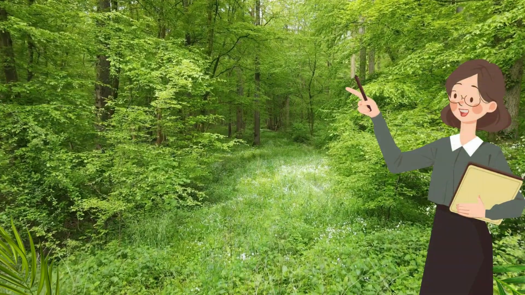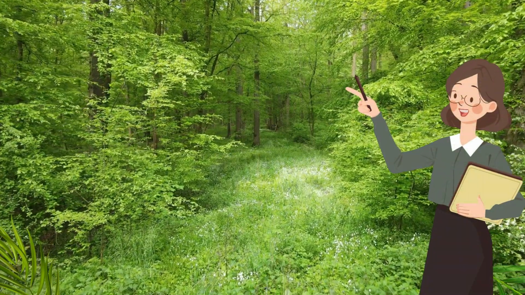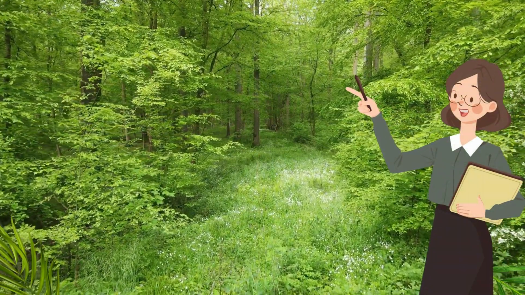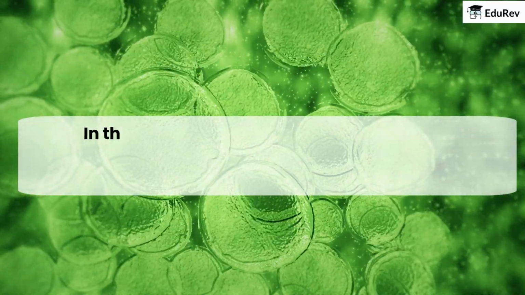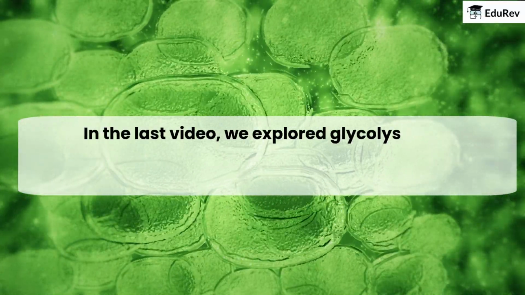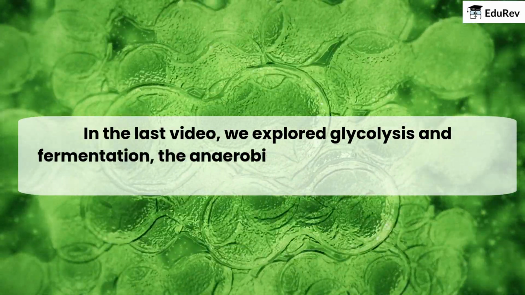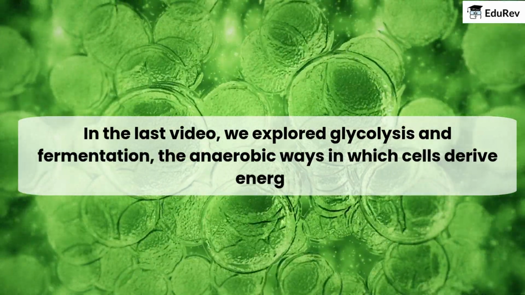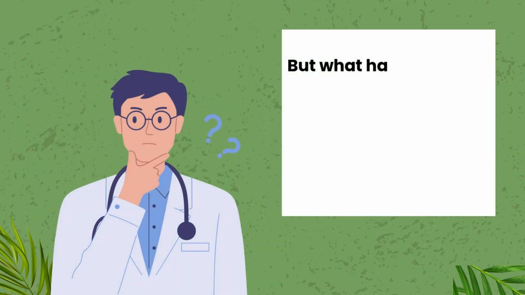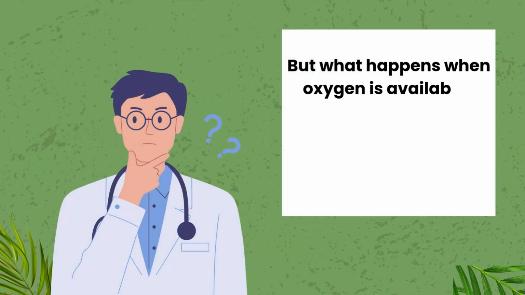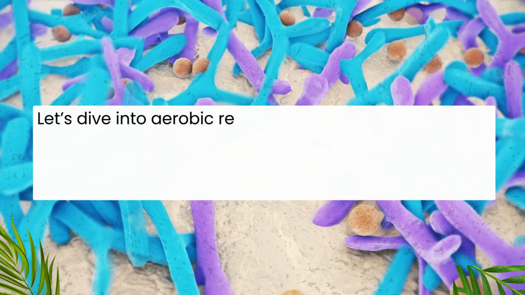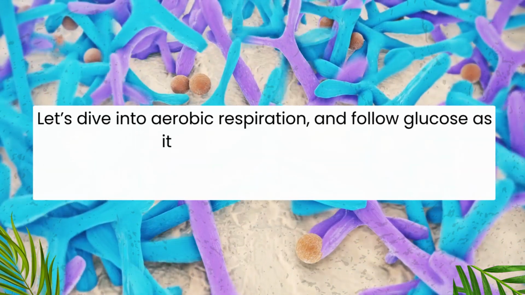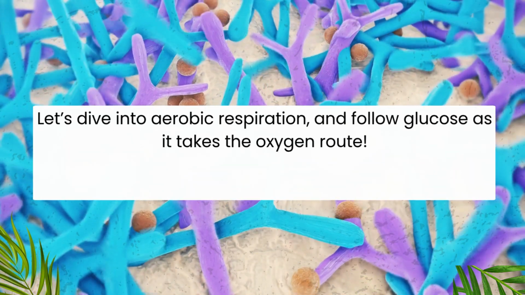In this session, we continue our journey through one of the most crucial topics in plant physiology, respiration in plants. In the last video, we explored glycolysis and fermentation, the anaerobic ways in which cells derive energy. But what happens when oxygen is available? How do plants extract maximum energy from glucose? Let's dive into aerobic respiration and follow glucose as it takes the oxygen route.